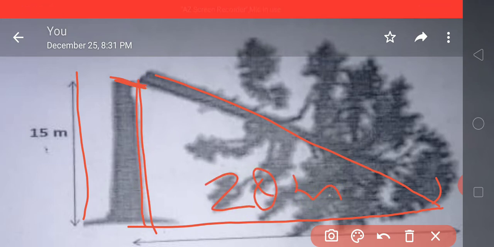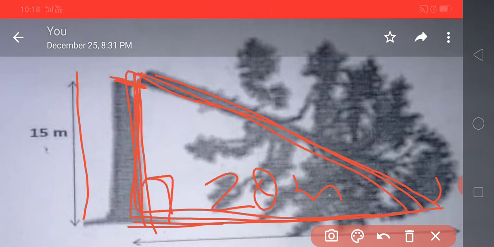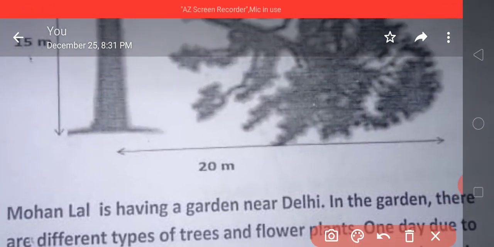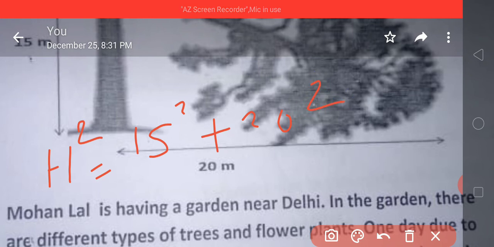You know that everything that is a pillar, or you are standing, or a building, anything, makes 90 degrees with the base. So it is a right angle triangle, and you can find this hypotenuse by using the Pythagoras theorem. In the Pythagoras theorem, hypotenuse square is equal to the sum of the squares of the base and perpendicular. So hypotenuse square equals square of 15 plus square of 20.